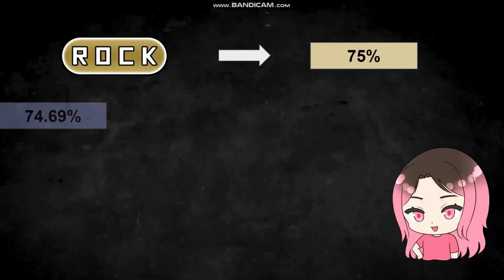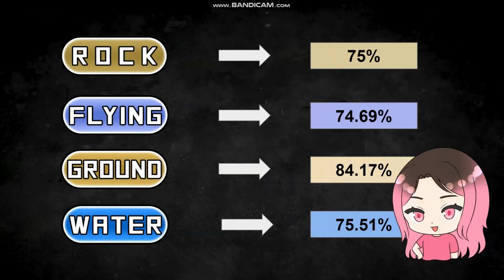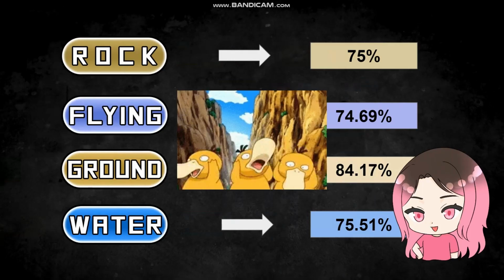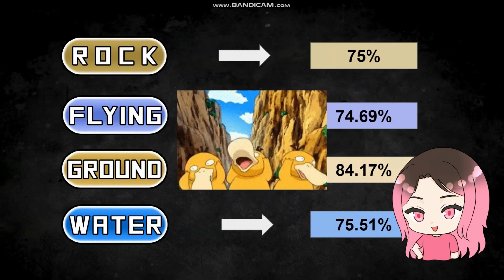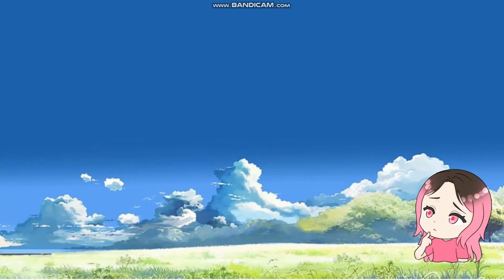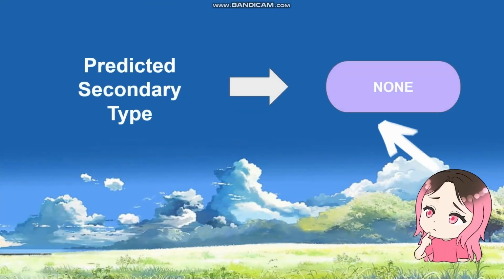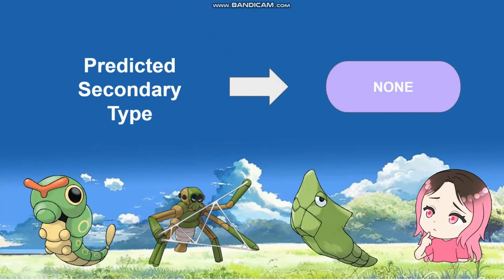Our model is especially accurate when it comes to predicting the secondary types of rock, flying, water, and ground, in spite of there not being as many telltale signs with regards to secondary type Pokemon. It performs surprisingly well for the secondary type of none. In particular, there are many bug-type Pokemon that may be argued to have a secondary type of grass, while our model successfully predicts its secondary type as none.